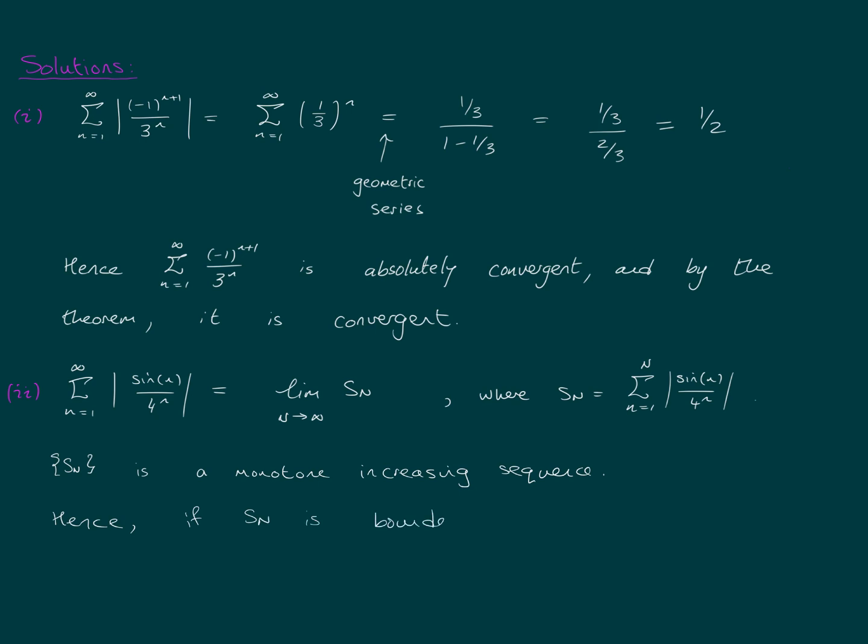Hence, if I show that Sn is bounded above, it must converge by the monotone convergence theorem. So if you have a sequence that's getting larger and larger and it's bounded above, by the monotone convergence theorem, it must converge. And if this sequence of partial sums converges, that's exactly what it means for the series to converge, because the series is the limit of the partial sums. Okay, so I'm going to have to turn to a new page.